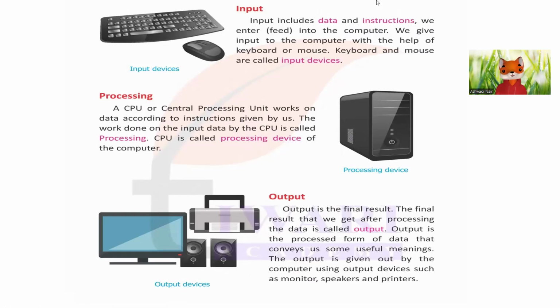So friends, here what is input? Input includes data and instructions. What does it include? Data. Data means information and instructions we enter into the computer. We give input to the computer with the help of keyboard and mouse. So, what are the input devices here? Input devices are keyboard and mouse. Keyboard and mouse are also called input devices.